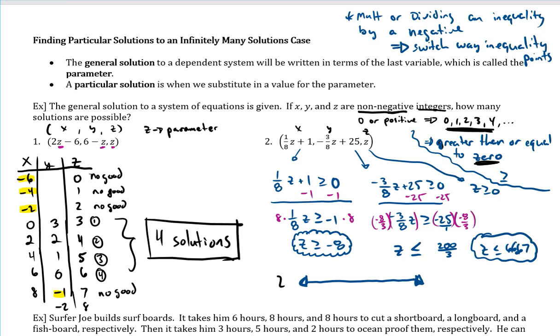Okay, so we're going to say this is the z-axis. So this is just the z. And this first one right here, I'm going to plot -8 down, and then it's saying greater than or equal to -8. So we're going to mark that with black ink and say, hey, that means it's all the numbers to the right of -8. Let's go ahead and make our number line a little bigger. Sorry about that.